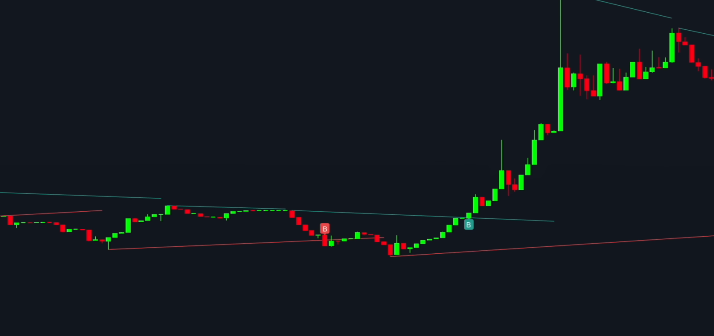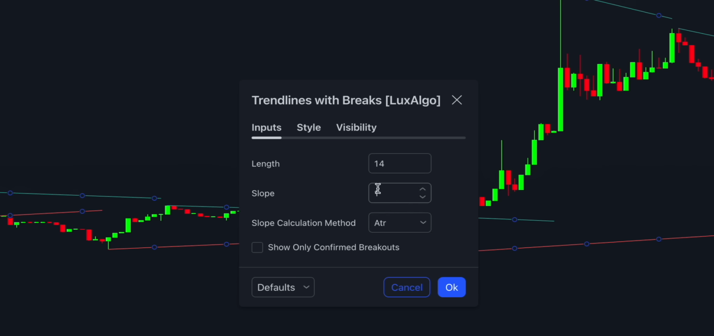The key feature of this indicator is its ability to detect breakouts. A breakout occurs when the price crosses a trend line, indicating a potential reversal in the trend. The indicator signals a bullish breakout when the price crosses above the downward trend line, and a bearish breakout when the price crosses below the upward trend line. The indicator also offers the option to only show confirmed breakouts, which can help filter out false breakout signals.